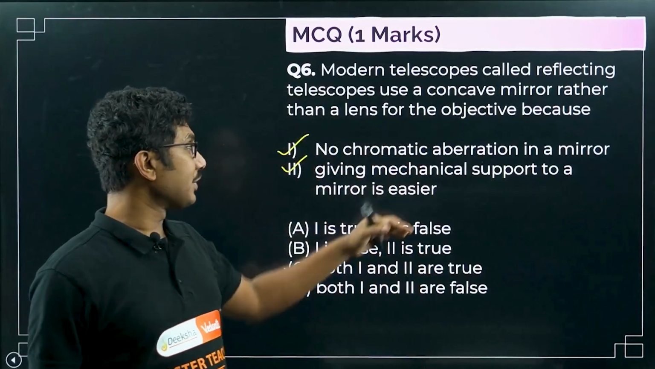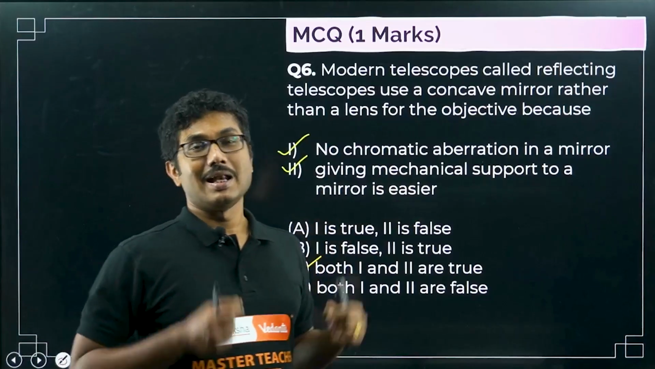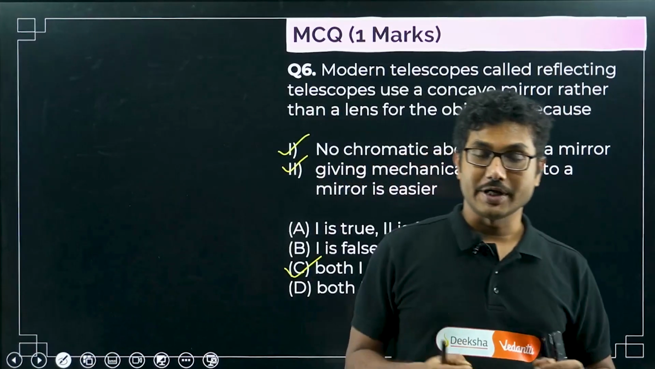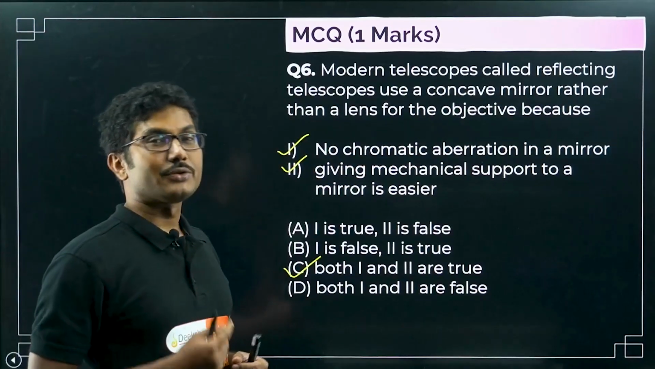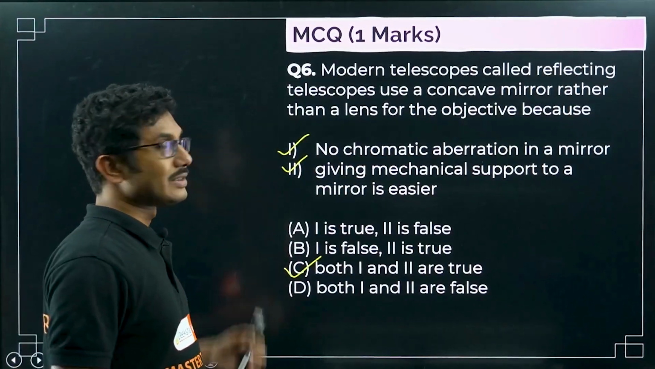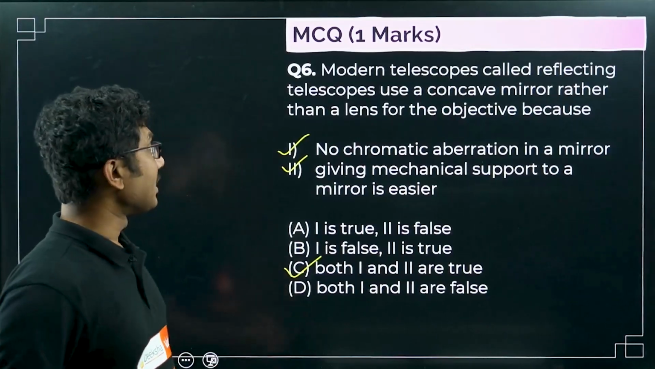Even though the chromatic aberration and detailed structure of the mirror is not there, this line was specifically mentioned in your NCERT. That is why it is important to read the NCERT at least once, so that in case you are confused, you can answer any detailed question, any intricate question that might come from the chapter.